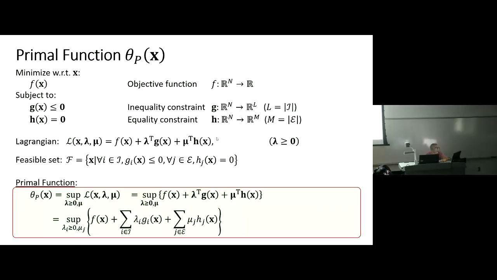Okay, so I define the primal function theta_p of x. Theta_p of x is the supremum of the Lagrangian with respect to the dual variables. And so I've expressed theta_p of x explicitly in terms of the Lagrangian here, and then the scalar form of the Lagrangian. So this is the definition of the primal function. And since I'm eliminating lambda and mu by maximizing it, it's only a function of x. Do you have any questions?